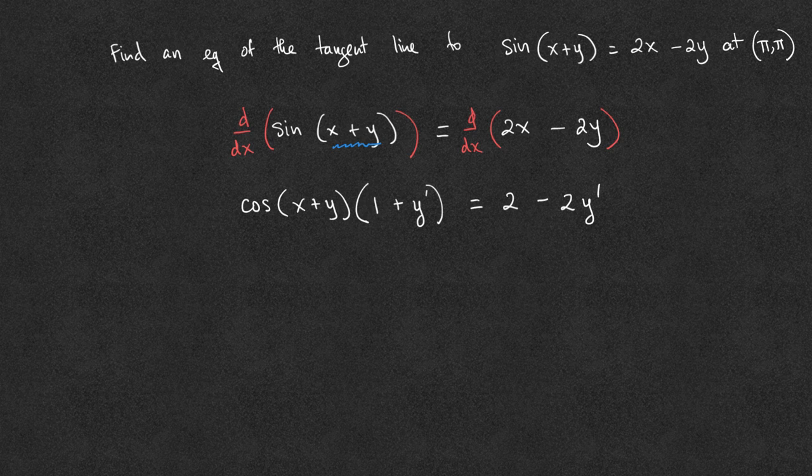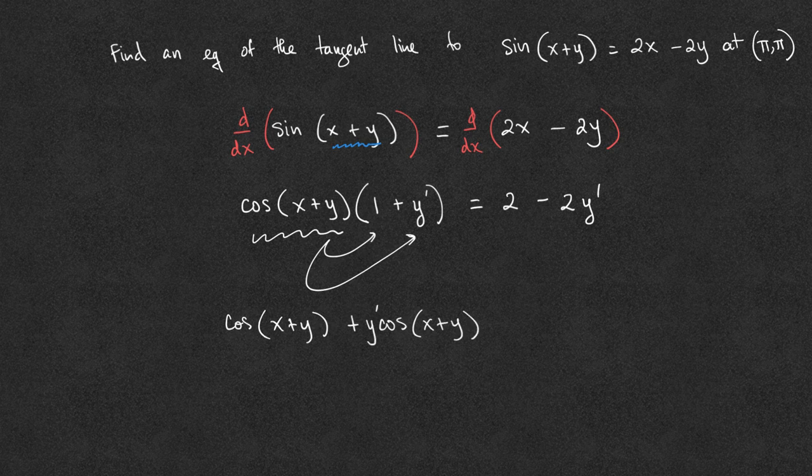In order to isolate y prime, we need to move all the terms with y prime to the left. If y prime is inside the parentheses, we need to distribute and get rid of the parentheses. We take cos(x + y) times 1 and then cos(x + y) times y prime to get cos(x + y) + cos(x + y) y prime. The right-hand side is still 2 - 2y prime.